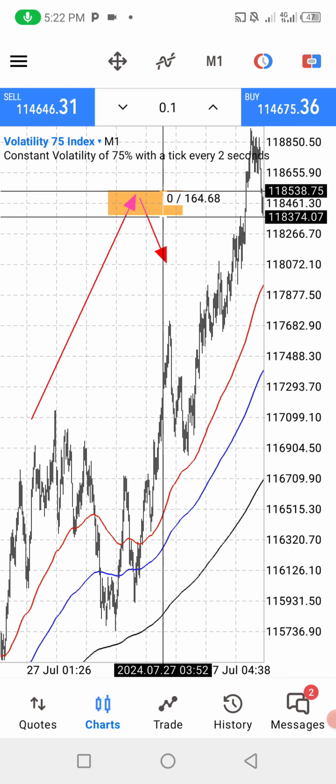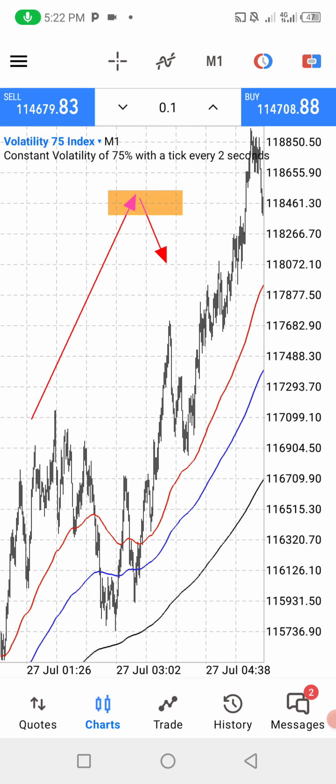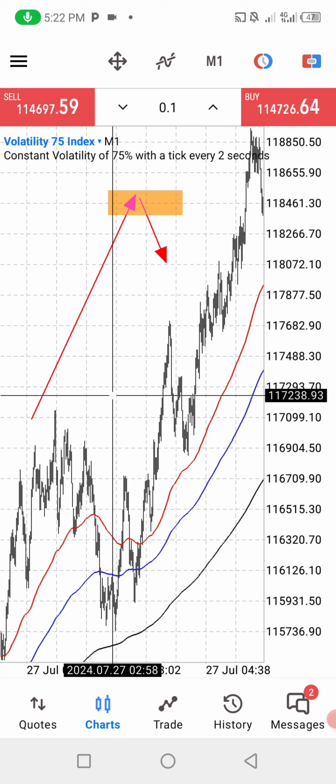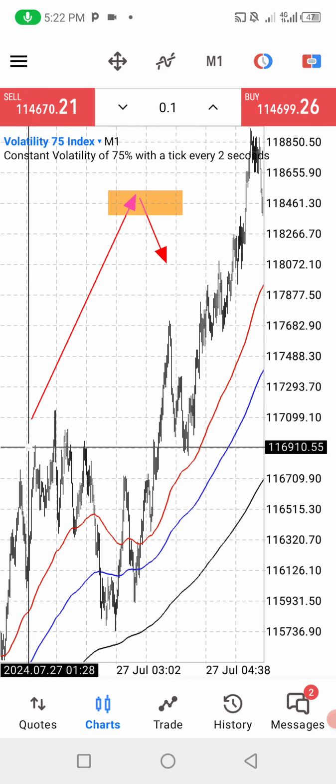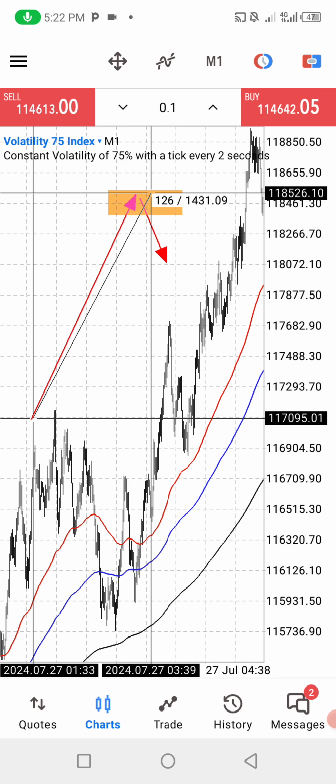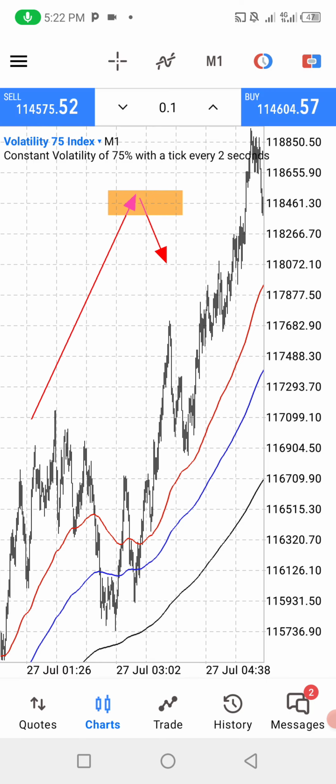Take for instance, if the height of that range is 164 pips, you quickly measure the length of the forward signal in pips from where it started to where it ended, and this is over 1,431. Now if you divide this result by the height of the range, if it is greater than 1, it shows that there is high sensitivity for the trend to change, but this is not a guarantee. But it's an indicator that the trend might change.